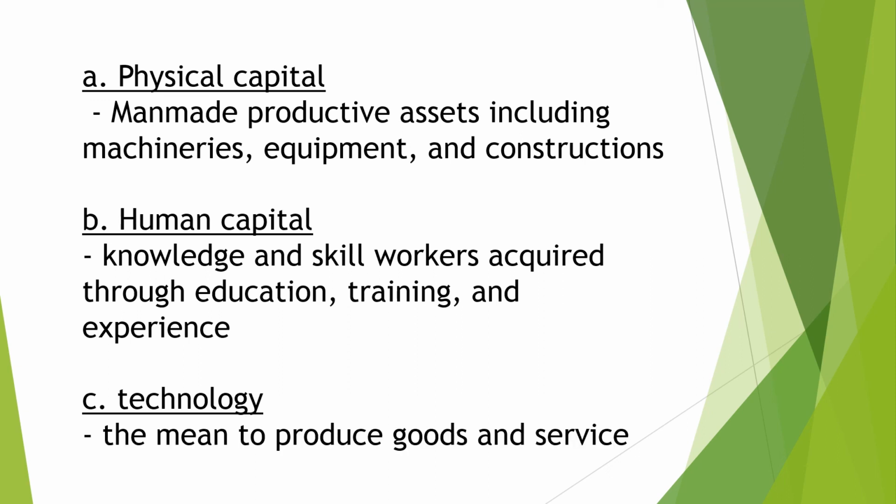The third one is technology. Technology is the means to produce goods and services. It is knowing how to produce goods and services in a more efficient way. So that is technology. You can see that all these three are the determinants of labor productivity.